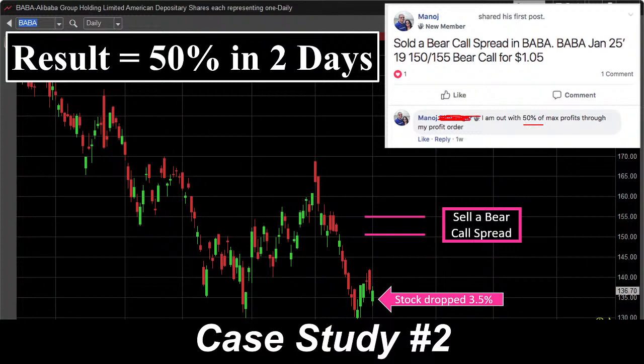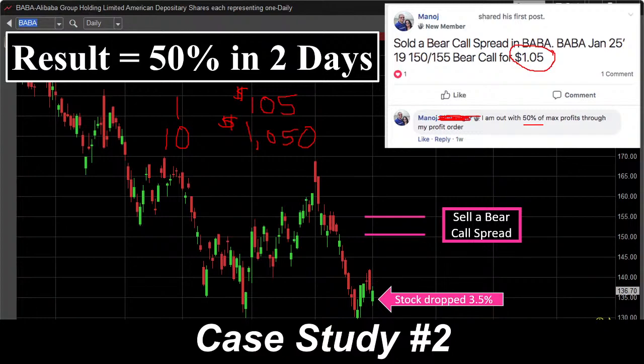All right, so if he just made 50% in 2 days, let's do some math on what that could mean. So his credit was $1.05, right? So if he did one contract, it'd be $105, right? One contract is perfect if you're just getting started and you're learning how to do this. If he had done 10 contracts, all we have to do is add a 0. That would be his credit. So let's say he did 10 contracts.